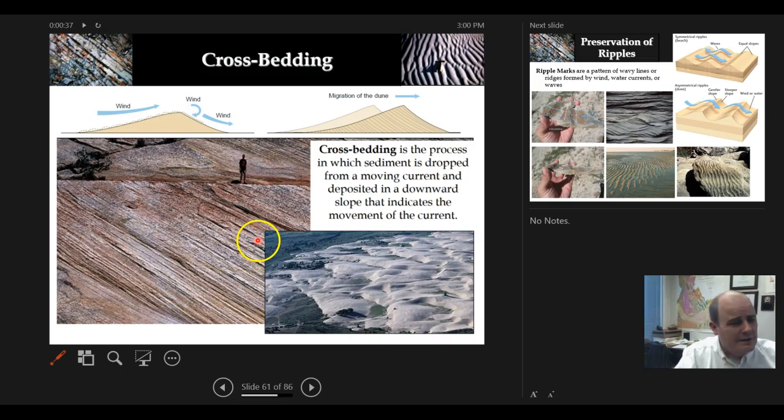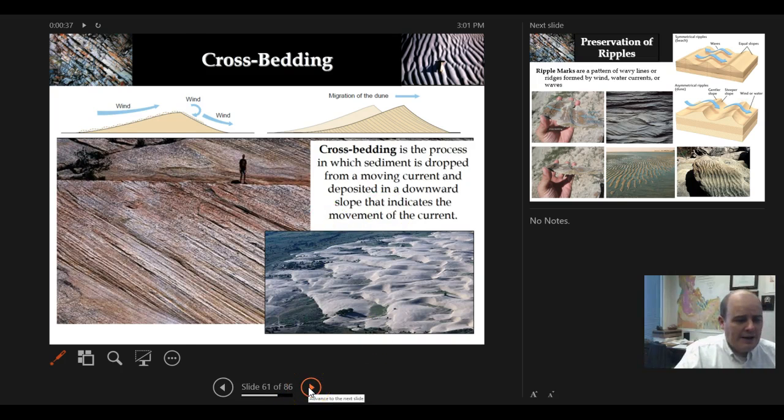Kind of cool to be able to understand. By just looking at a rock, I can tell you which way the wind blew when that was deposited. This could have been deposited during the time of the dinosaurs; this is in Zion National Park, so it would have been deposited in the time of the dinosaurs, 65 million years ago, and I know the wind was blowing in this direction, going that way, right?